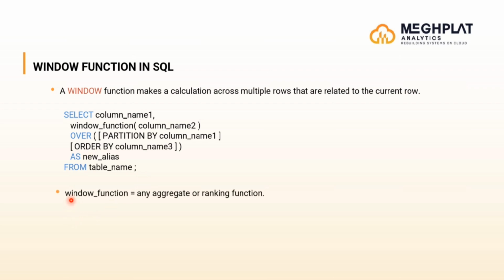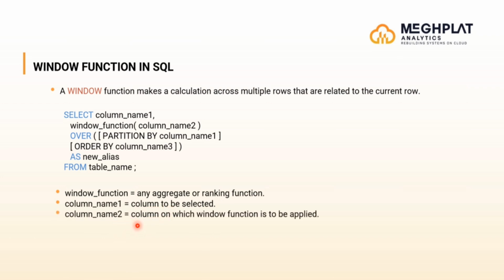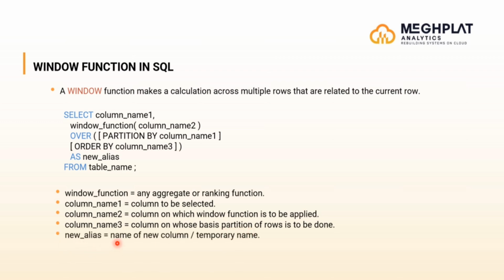So you might be thinking, what is this? Here is a brief about it. Window function is any aggregate or ranking function. Column name 1 is the column to be selected. Column name 2 is the column on which the window function is to be applied. Column name 3 is the column on whose basis partition of rows is to be done. New alias is the name of the new column or the temporary name. Then the table name, name of our table.